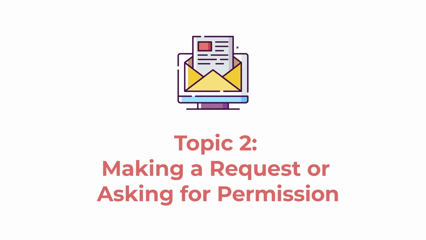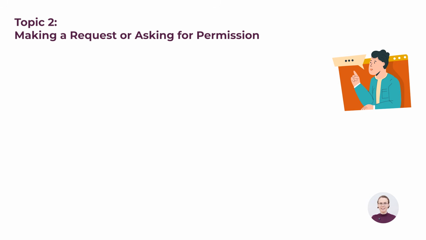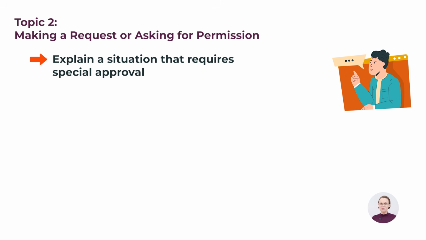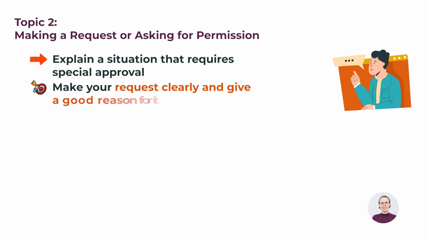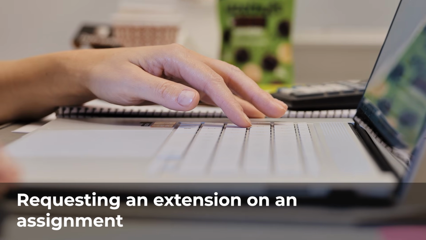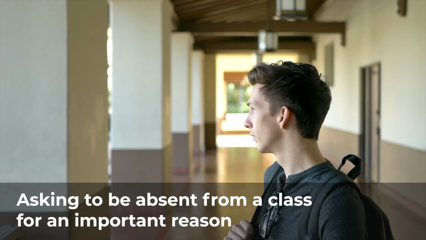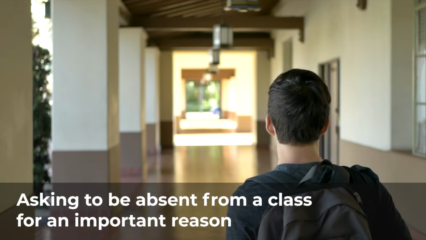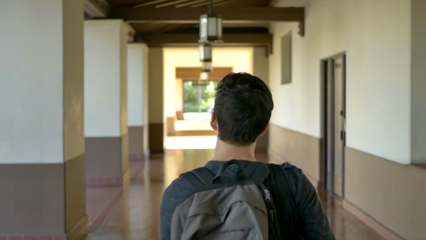The second topic is making a request or asking for permission. In these tasks, you need to explain a situation that requires special approval. You must make your request clearly and give a good reason for it. That purpose might be asking to reschedule an exam or requesting an extension on an assignment. It might also be asking to be absent from a class for an important reason.